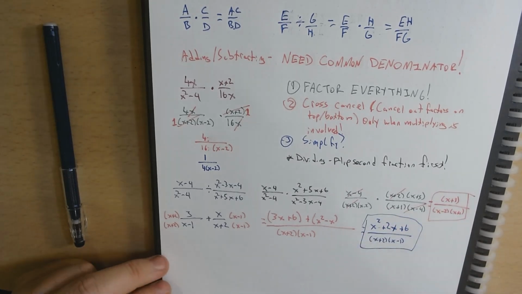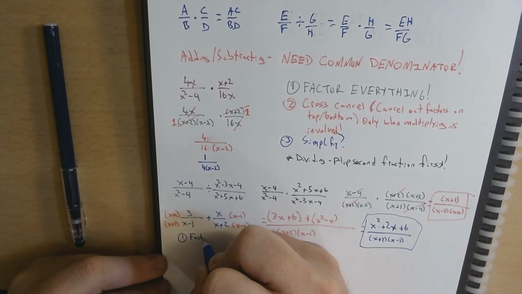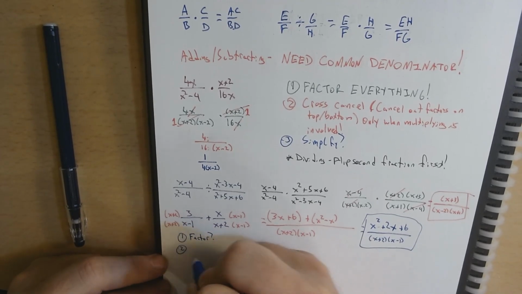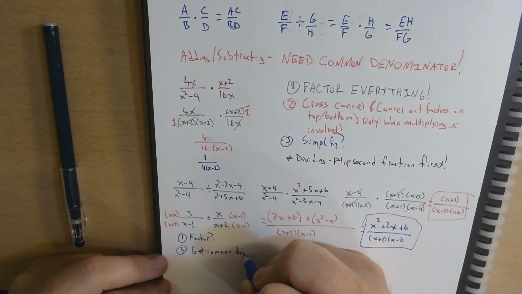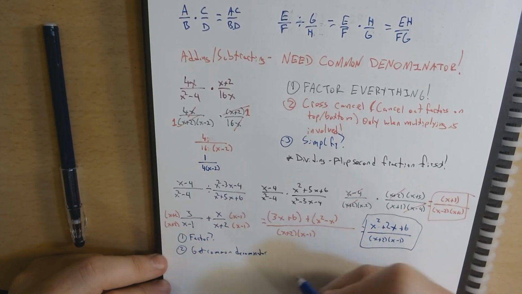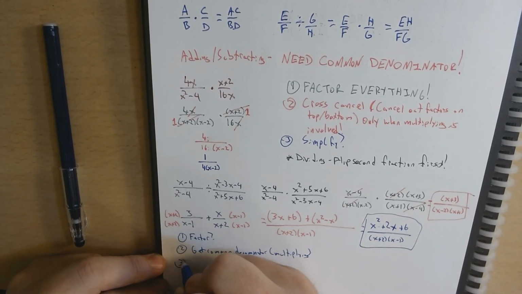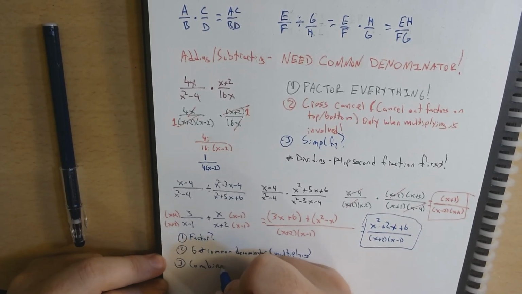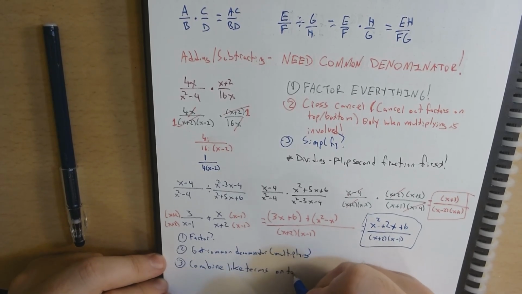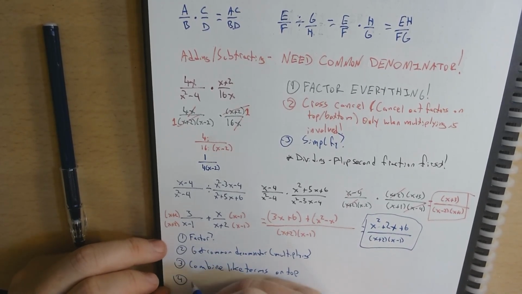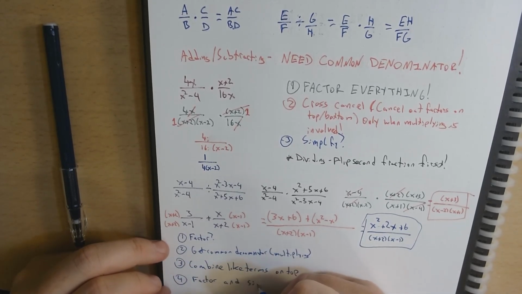Right? So on these kind of questions, factor, get common denominator by multiplying. You're going to combine like terms on top. And then you're going to ask yourself, can you factor and simplify?